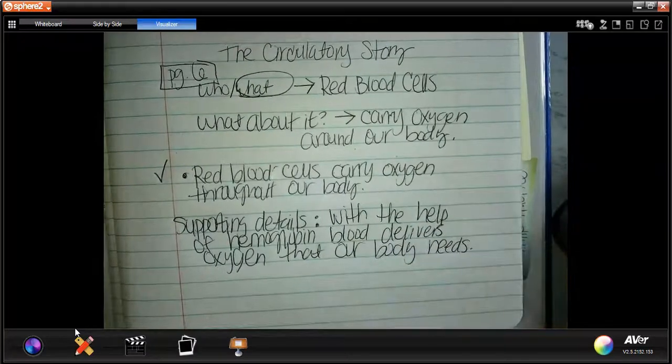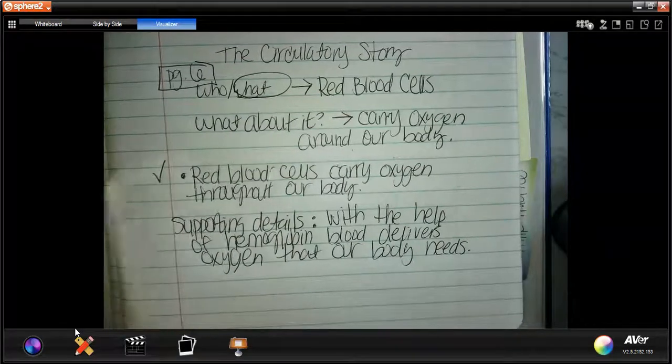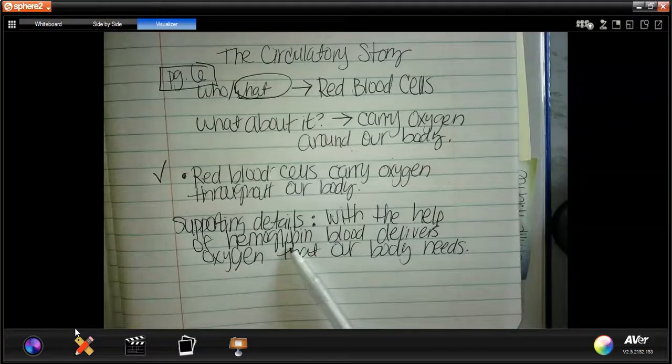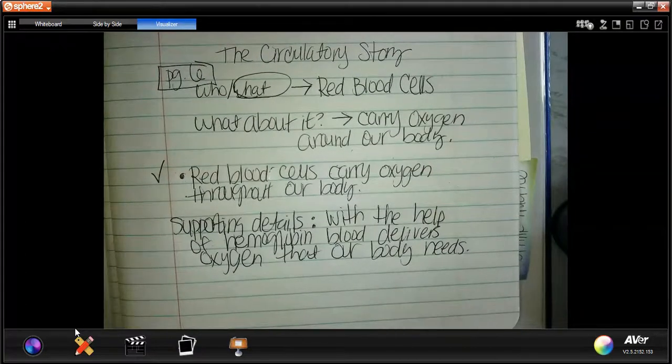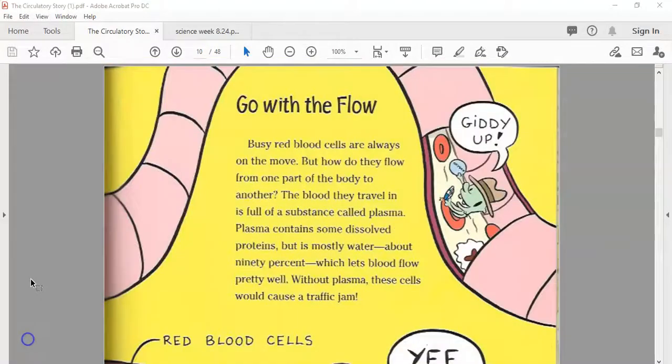I just can't wake up one day, boys and girls, and say, you know what? Today I'm just going to lay in bed. I'm going to make sure that my red blood cells take a day off. No, you can't do that. Even if you're laying down, your red blood cells are traveling throughout your whole body, making sure every single part of your body gets oxygen because you need oxygen to survive. So that's the supporting details. They carry oxygen throughout your body. Why or how? With the help of hemoglobin, because our body needs it. I'm going to underline 2 times: our body needs oxygen. Okay, boys and girls, let's go ahead and move on to page 7.